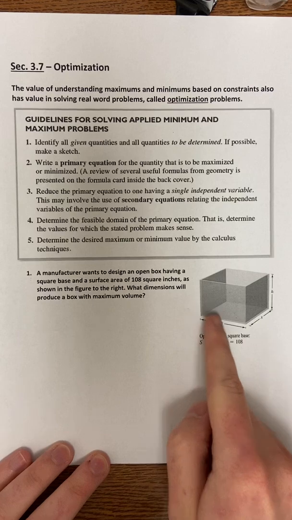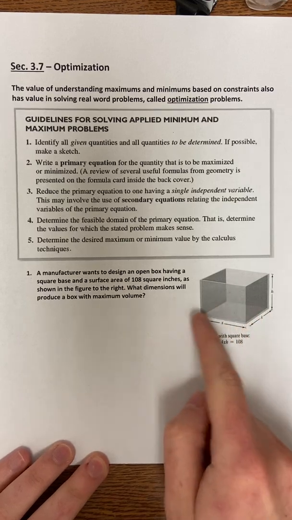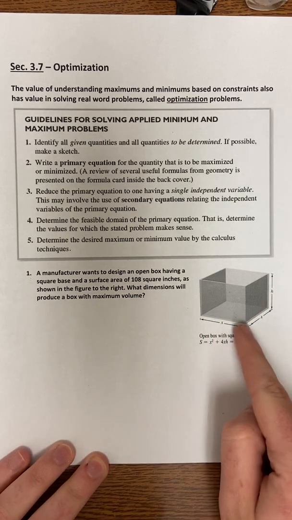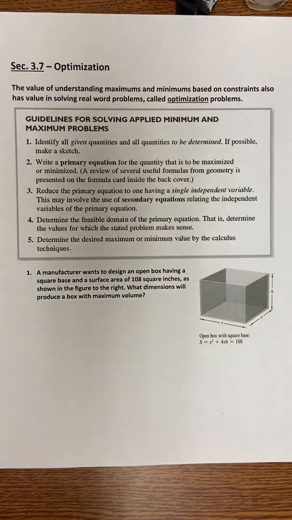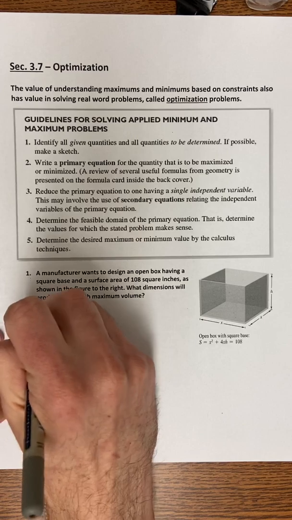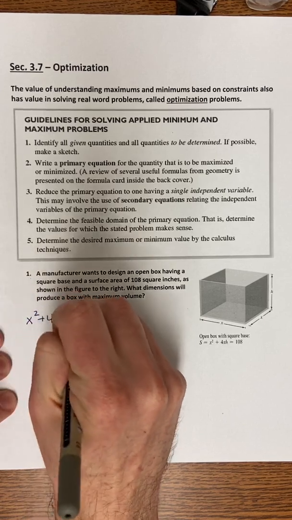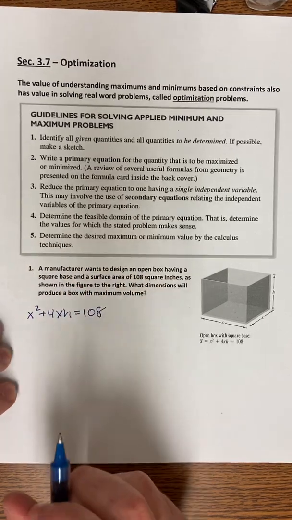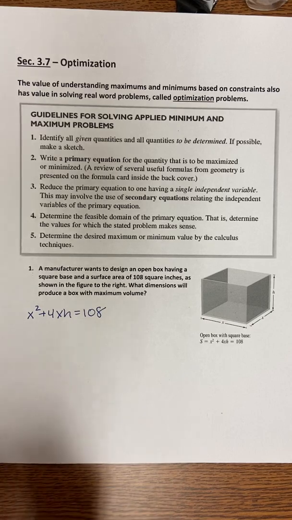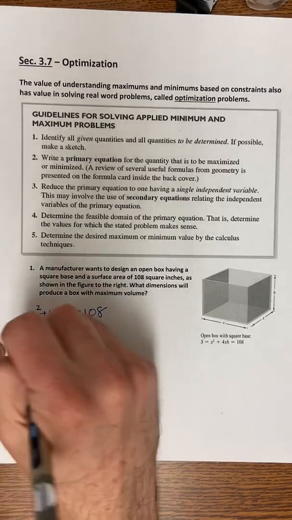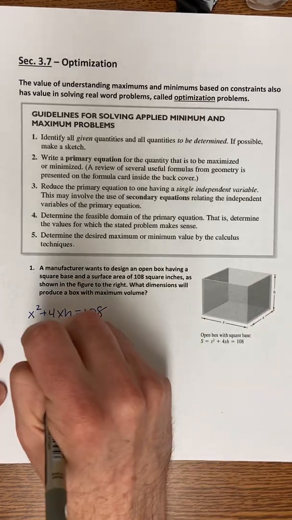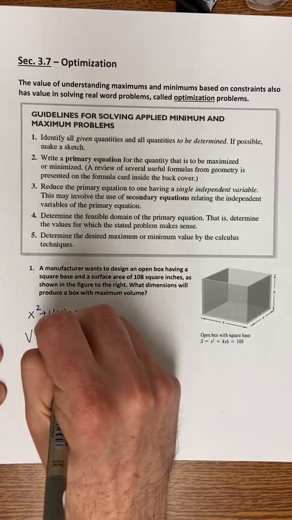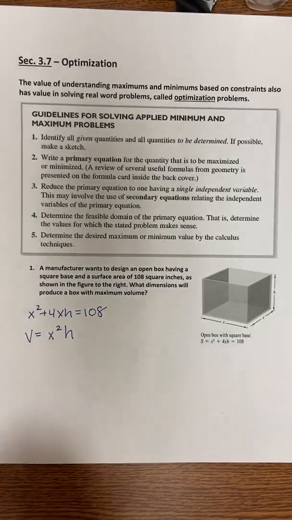So it's one lower base, x times x, plus 4 side bases, which are x times h. Hence the surface area is x squared plus 4xh. So we know x squared plus 4xh equals 108. But we're trying to maximize volume. So my volume equation, which of course would be length times width times height, in our case would be x times x times h, or x squared h.